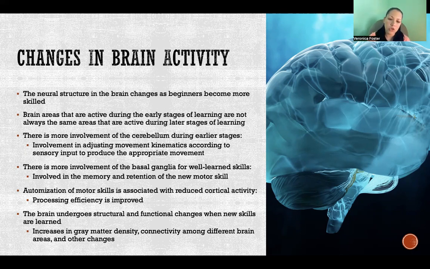The brain undergoes structural and functional changes when new skills are learned. So it's not just the functional aspects. There's also actual structural changes when we learn new motor activities or motor skills. So things like increasing density of gray matter in certain areas, connectivity among different brain regions, and other changes.